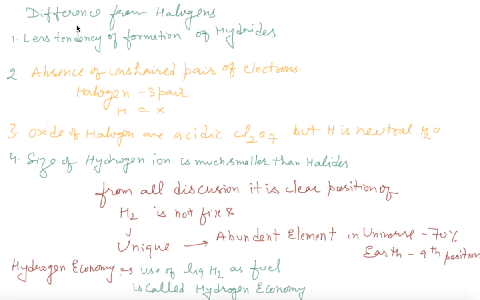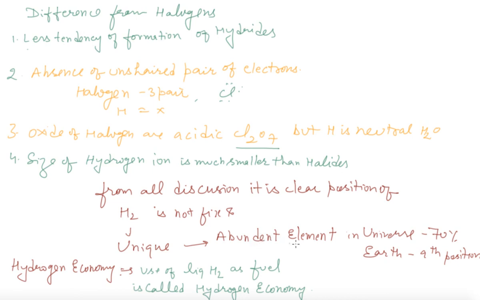Yes, my dear students, now the difference of hydrogen from halogens. It has less tendency for the formation of hydride compared to halogens, and absence of unshared pairs of electrons. Each halogen has 3 lone pairs, but hydrogen does not. Oxides of halogens are acidic, like Cl2O7 is most acidic, but hydrogen oxide is neutral water. The size of the hydrogen ion is smaller than halides. And from all this discussion it is clear the position of hydrogen is not fixed and it is a unique element.